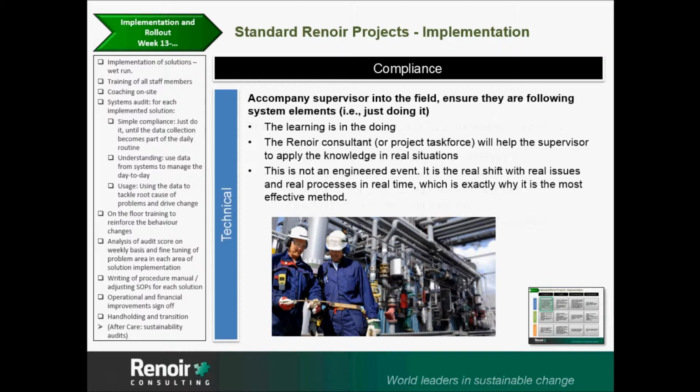Accompany the supervisor into the field. Ensure they are following the system elements. Remember, the learning is in the doing. The Renoir consultant or project task force will help the supervisor to apply the knowledge in real situations. This is not an engineered event. It is the real shift with real issues and real processes in real time, which is exactly why it is the most effective method.